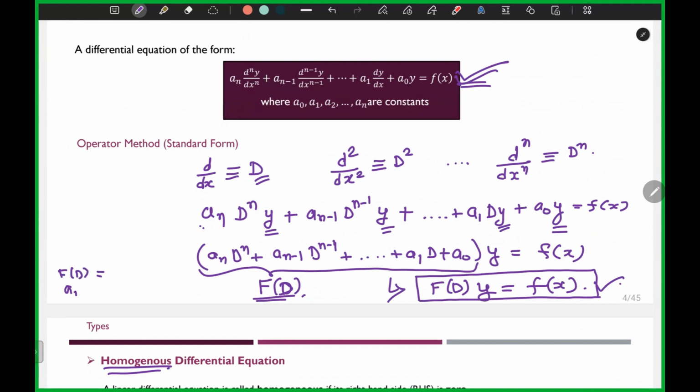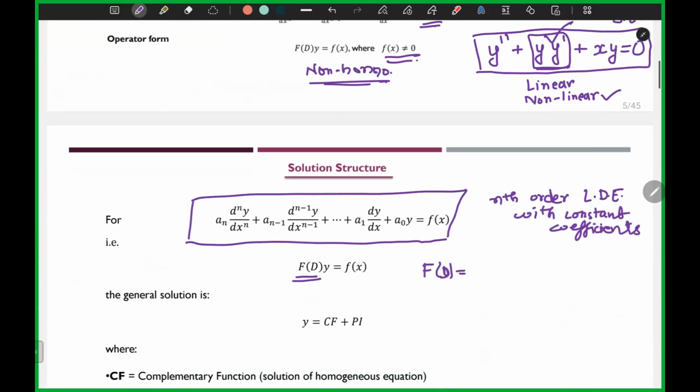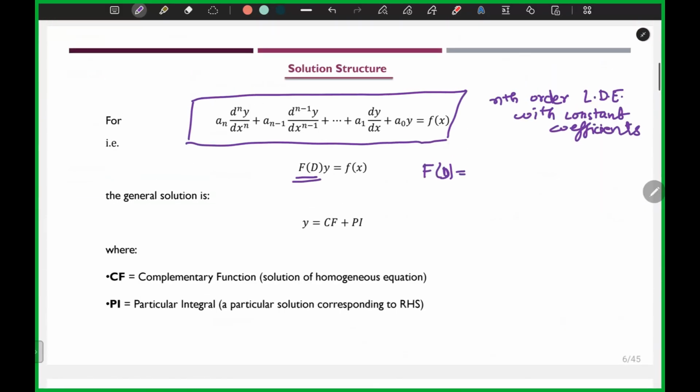F(D) is nothing but a_n D^n plus a_(n-1) D^(n-1) and so on, up to a1 D and then a naught. So this is our operator. These are differential operators. This is just the form, and we will use this in finding the auxiliary solution. So this is a_n D^n plus up to a1 D plus a naught.